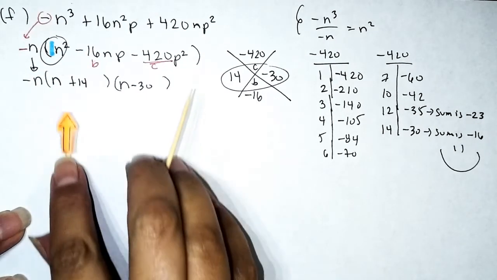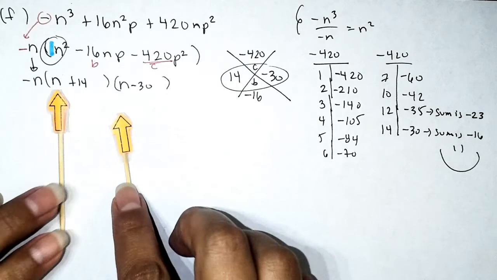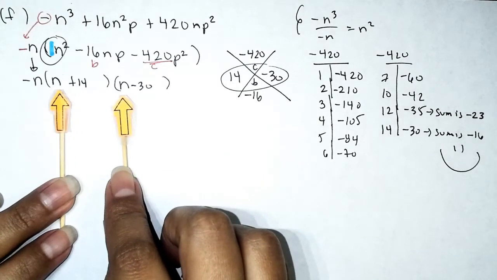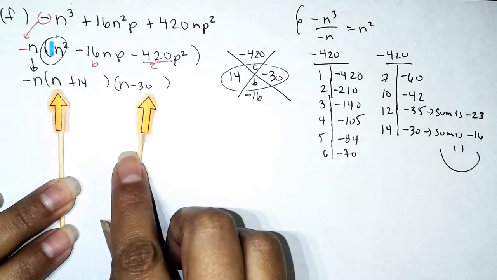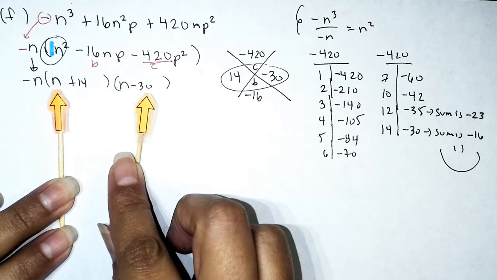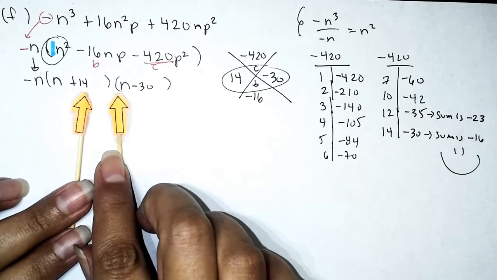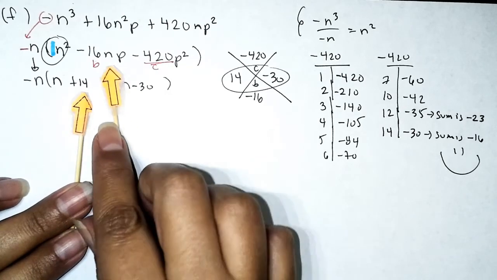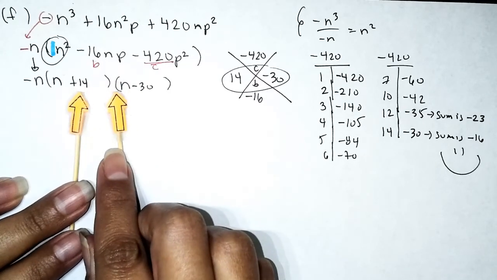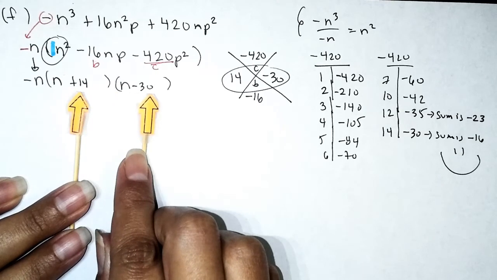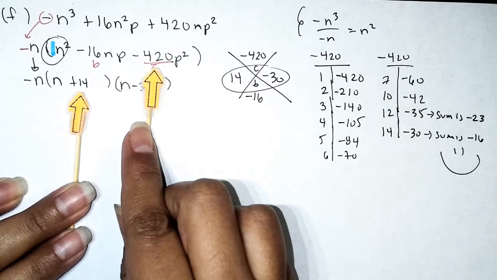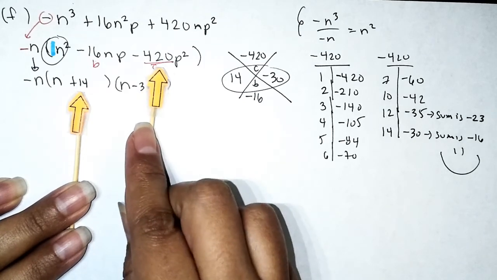If we were to FOIL it out, the product of the first terms does give us n squared, but the product of the outer terms gives us negative 30n, and it should give us something like np. The product of the inner terms gives us 14n, and it should give us something np. But what I want to point out is this: the product of the last terms, if you got a calculator, 14 times negative 30 gives us negative 420. It doesn't give us negative 420p squared.